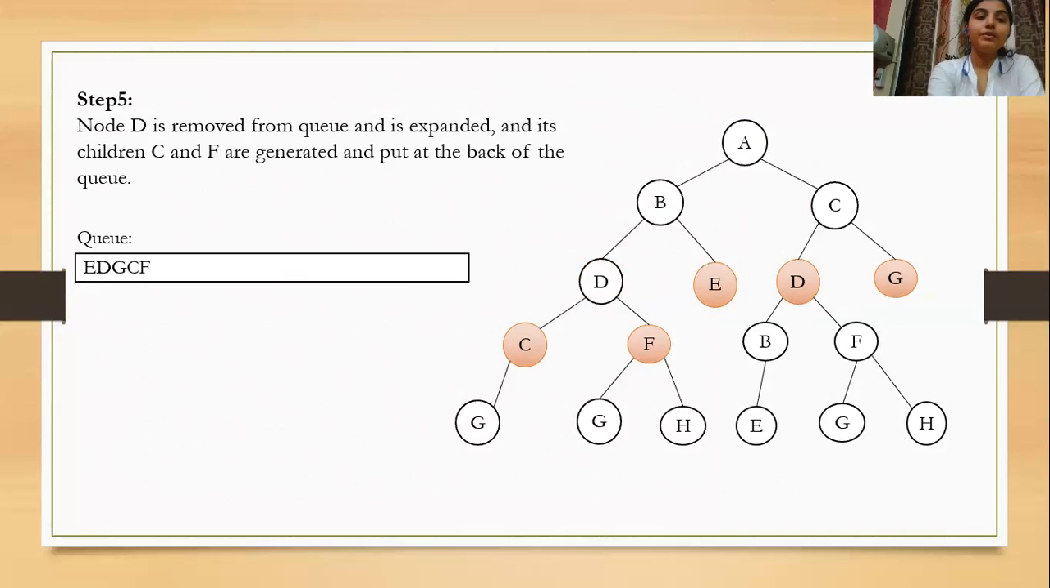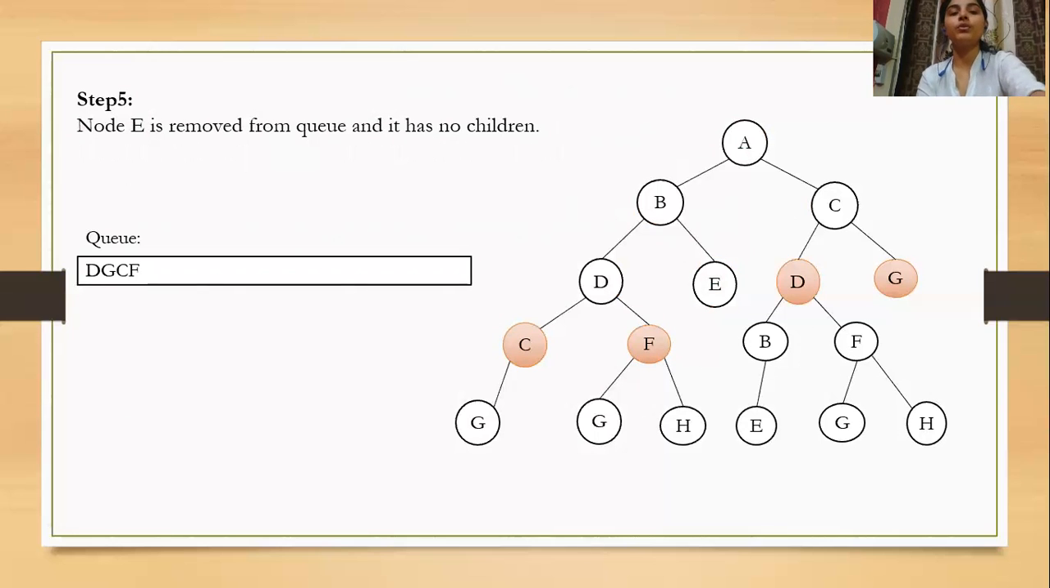Now we are having E as the node in the queue. So we will see if E is our goal node or not. E is not our goal node, so we are going to remove E from the queue and expand it. We can see that E does not have any children, so no node will be added into the queue.